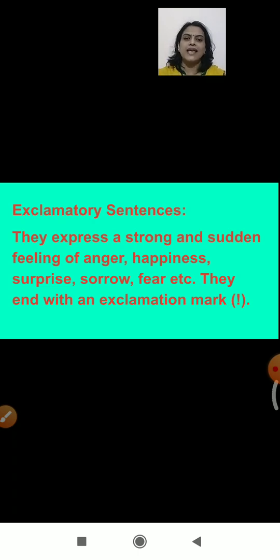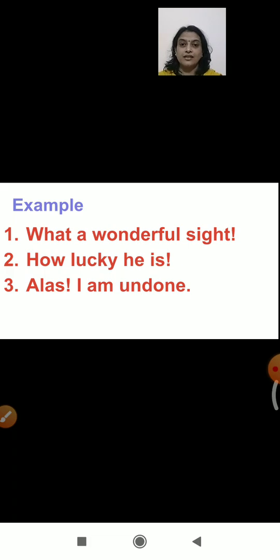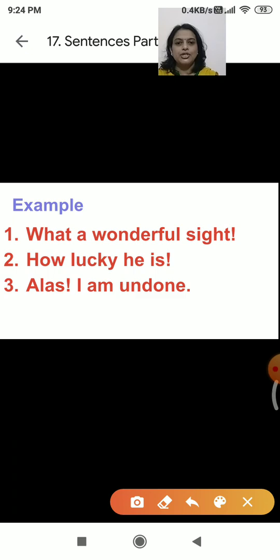They end with an exclamation mark. So you'll find an exclamation mark there too. Okay. So again they are easy. You have to find out whether there is any strong, sudden feeling in that particular sentence. Let's see some examples. The first one. What a wonderful sight. Is there any feeling? Which feeling? Surprise, right? You are very happy here. What a wonderful sight. You can see the exclamation mark here.